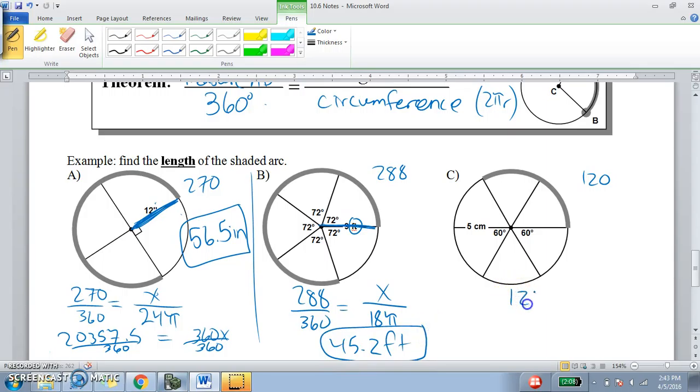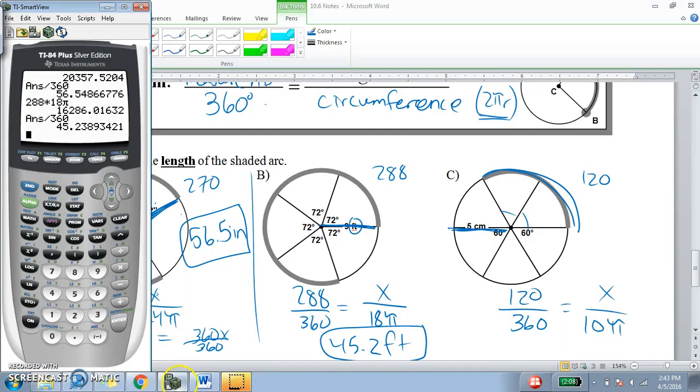Same thing over here. Angle 120 over 360. We found this angle up above. 120-degree chunk equals x, our arc length. We're trying to find the length of this over our circumference. So now our radius is 5. 5 times 2 times pi, 10 pi. So 120 times, whoops, not divided, times 10 pi.